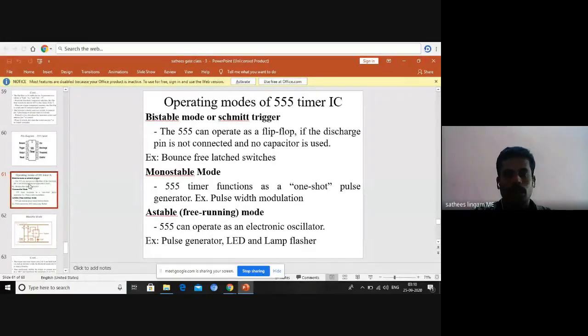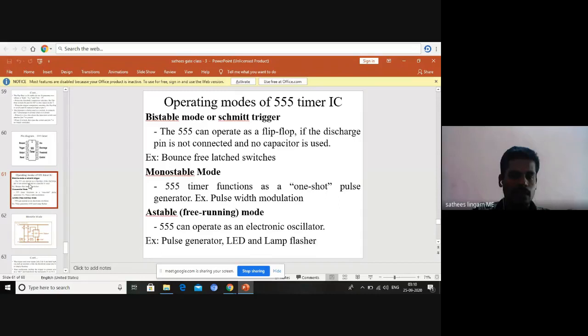Operating modes of the 555 timer IC: bistable mode or Schmitt trigger. The 555 can operate as a flip flop if the discharge pin is not connected. This thing we can discuss. Three different modes we are using: bistable mode, monostable mode, astable mode. Monostable means only one pulse. Bistable means two state. Astable means free running mode. This is one of the questions.